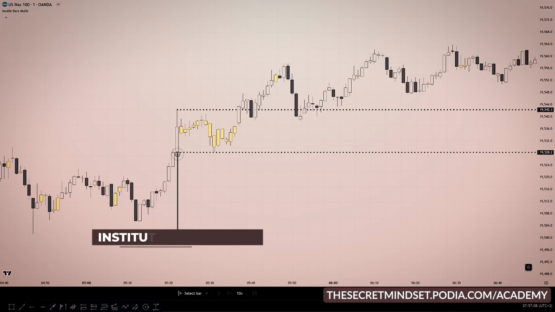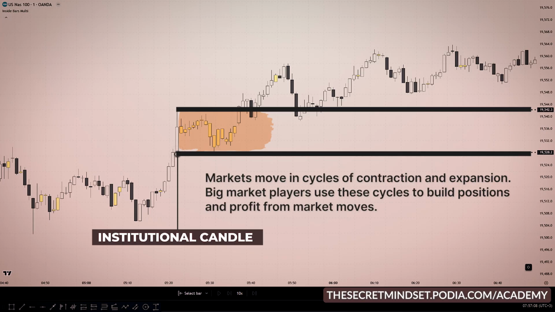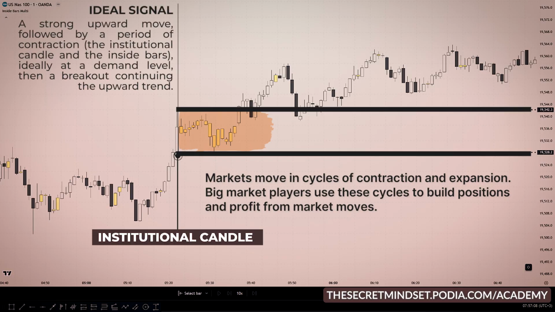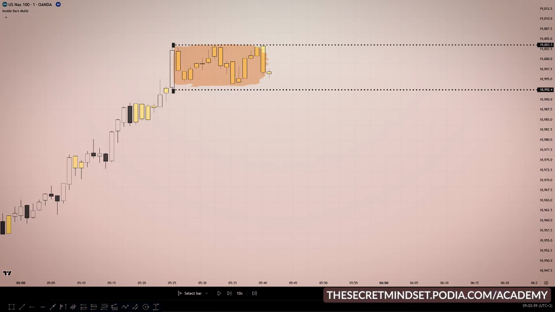This scalping setup is a classic example of trend continuation, showing how markets move in cycles of contraction and expansion. Big market players use cycles to build positions and profit from market moves. The ideal signal looks like this: a strong upward move, followed by a period of contraction, the institutional candle and the inside bars, ideally at a demand level, and then a breakout continuing the upward trend.